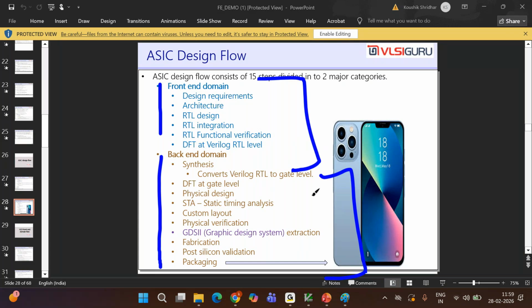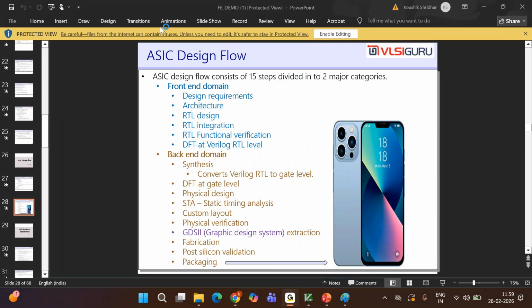Do you have any questions here? If you ask me, sir, how can I choose front end or back end? It comes down to one simple answer. If you are interested in coding, choose front end. If you're not interested in coding, choose back end. Interested in coding, choose front end. Not interested in coding, choose back end. That's it.